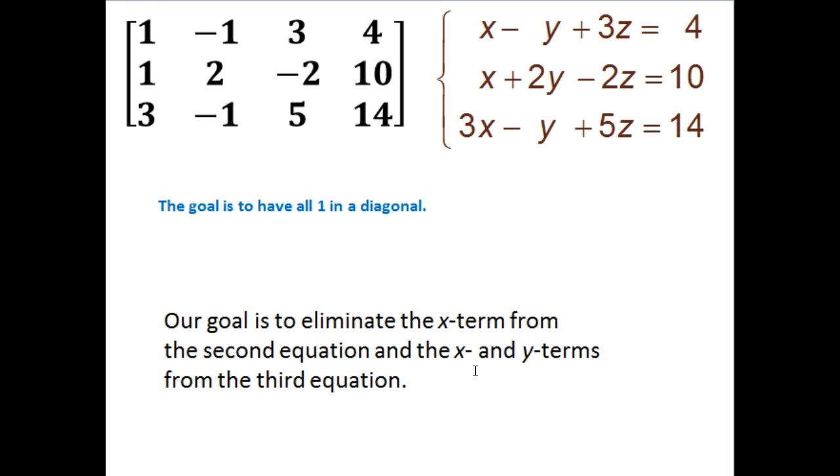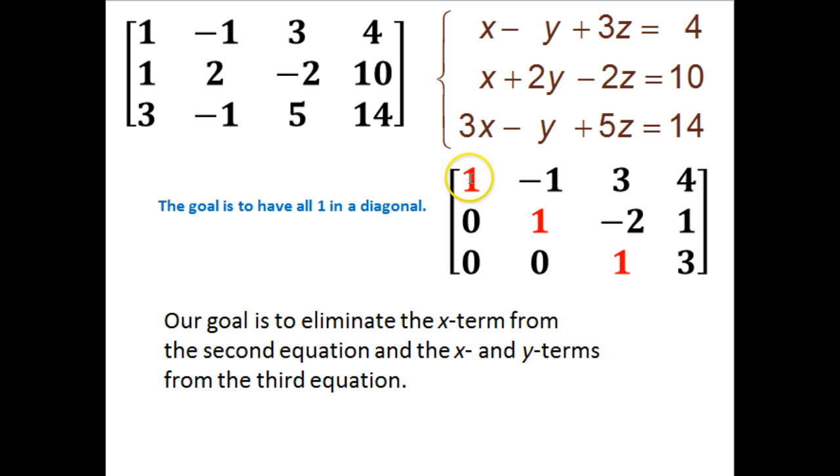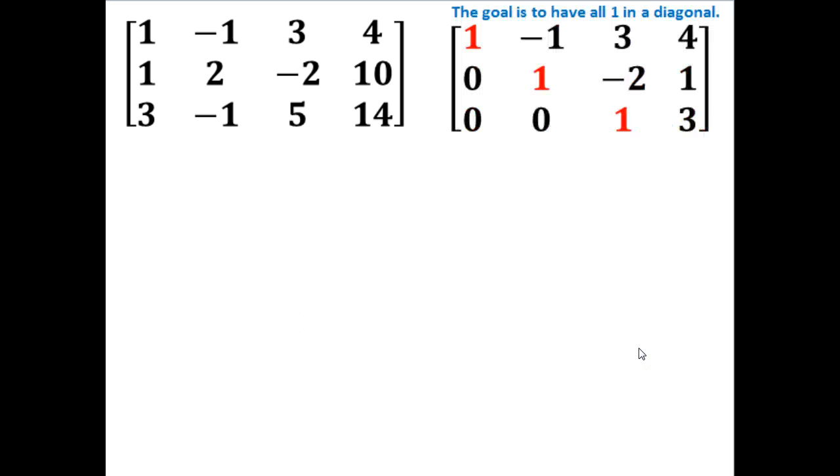So the goal, when we're looking at this matrix, is to have ones in a diagonal, and it will look like this. Notice these red ones, that's what we want to have. We're going to eliminate the x position in the second equation and the x and the y in the third equation. That's what our goal is. So I'm going to take this and move it right up here. I'm going to get rid of this just for the time being, just so we have room. All right, so this is what our goal is.